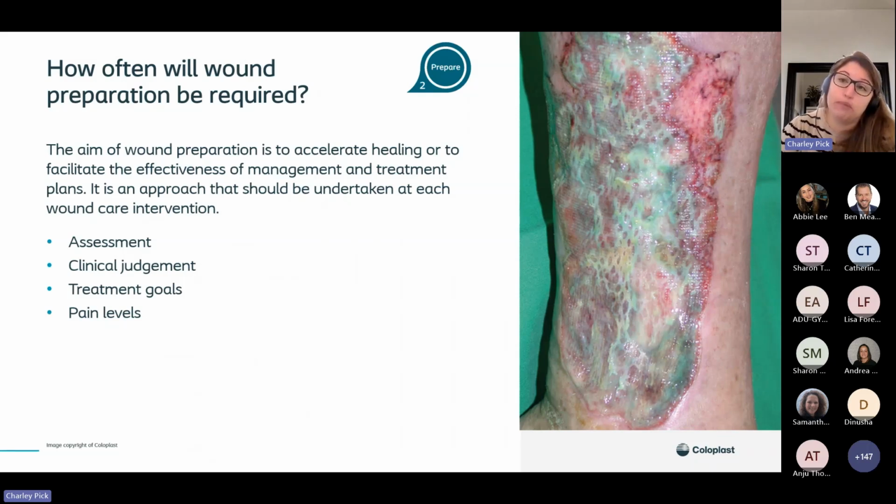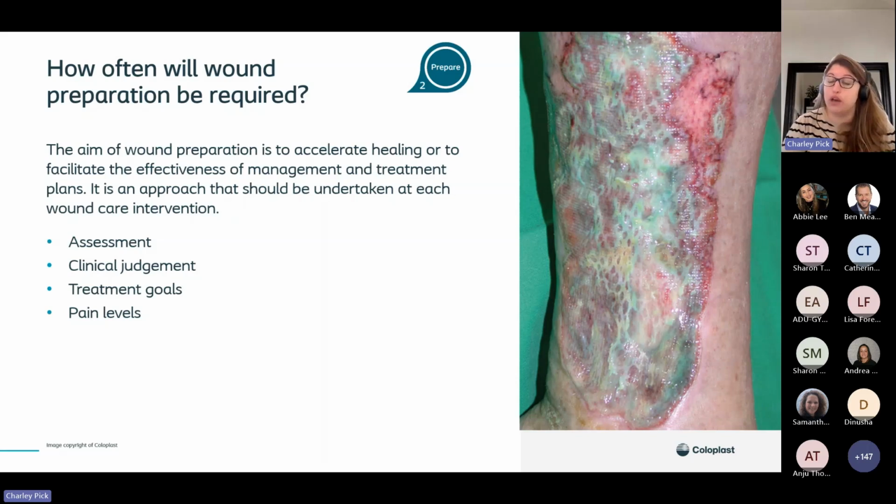If you're only needing to change that patient's dressing once a week, then of course do wound preparation once a week. But the Wilcox study showed the more frequently we do wound preparation, the quicker we can get that wound to heal. So it will depend on your assessment, as I said, your clinical judgment, your treatment goals, and of course your patient's pain level.